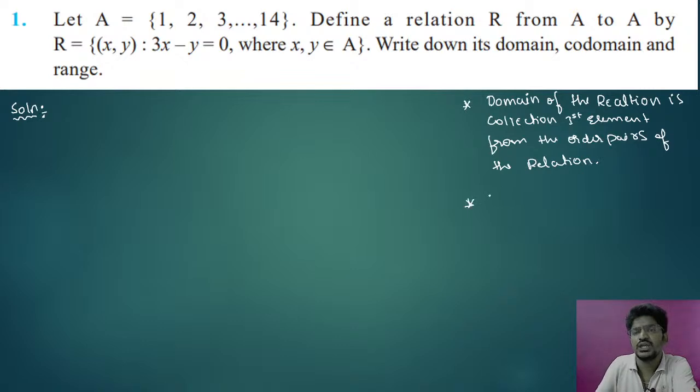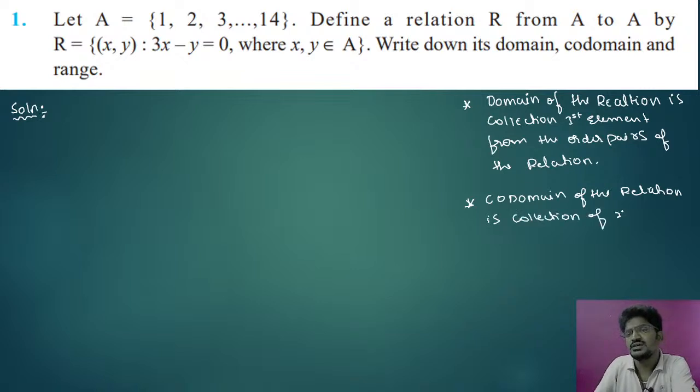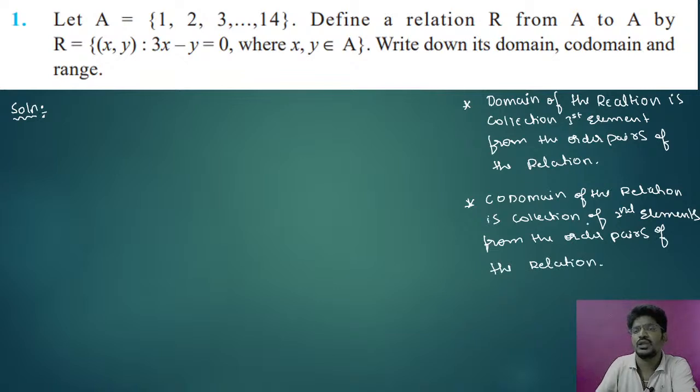Next, you see what is codomain. The codomain of the relation is the collection of second elements from the ordered pairs of the relation. Clear? I will take one example, and from that you can understand.